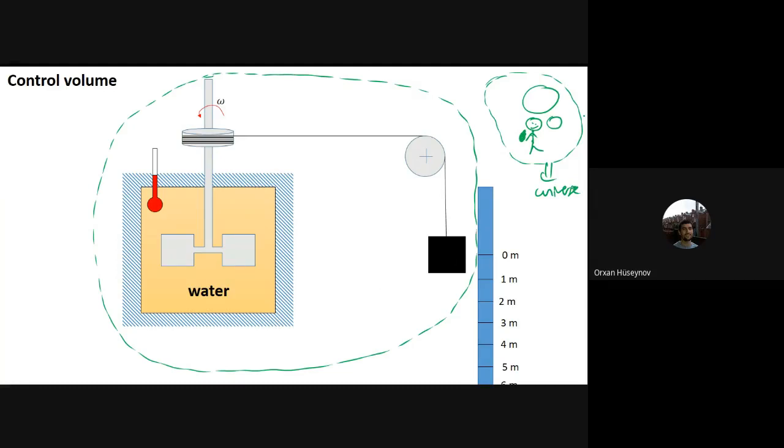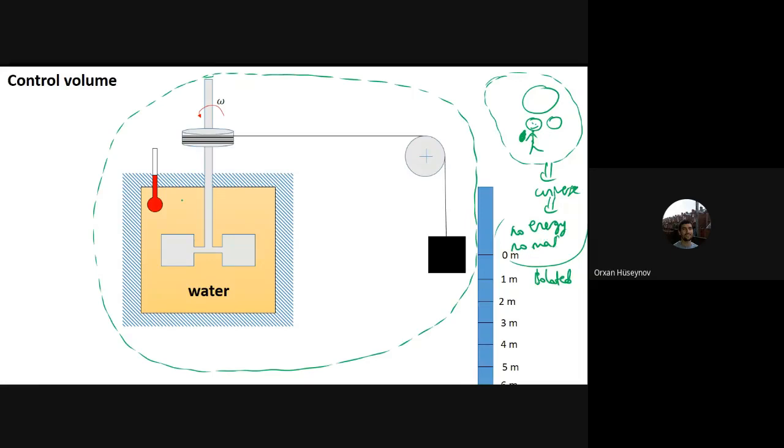If you select the universe, everything inside that universe, including you, then there is no energy transfer, because the universe includes everything. You, your experimental stuff, the moon, sun, the earth, everything. Okay, therefore no energy transfer as well as no mass transfer. Therefore, the universe becomes an isolated system. There is no type of transfer.